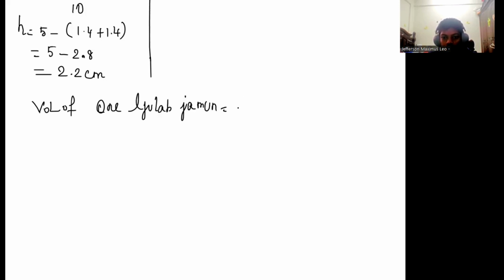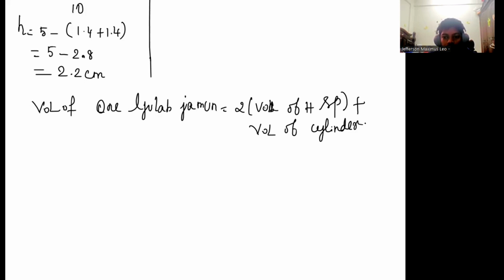That is 2 times volume of hemisphere plus volume of cylinder. So 2 times, can you say the formula for volume of a hemisphere? Ma'am, 4/3 pi r cube. That is a full sphere. I'm asking the volume of a single hemisphere. Ma'am, 1/3 pi r square. Wrong. So 2/3 pi r cube.